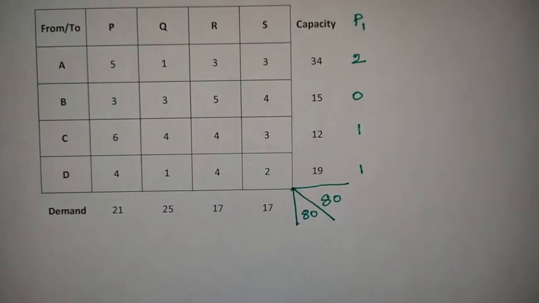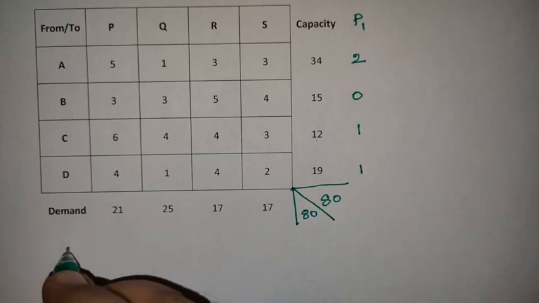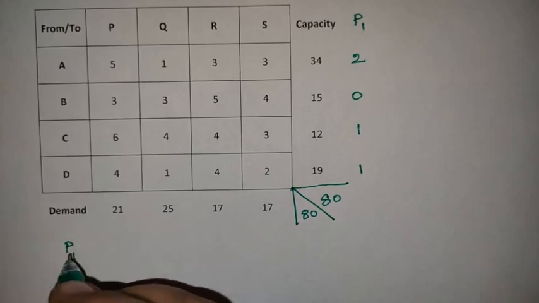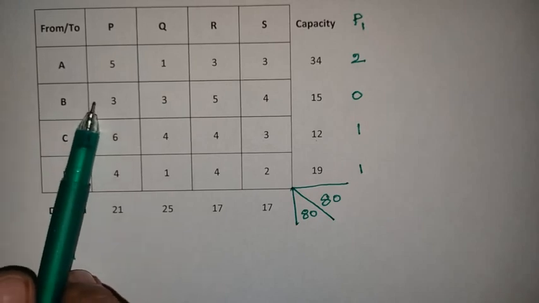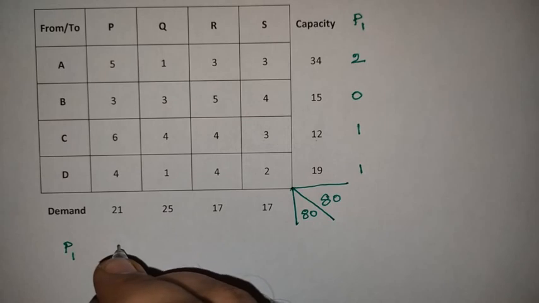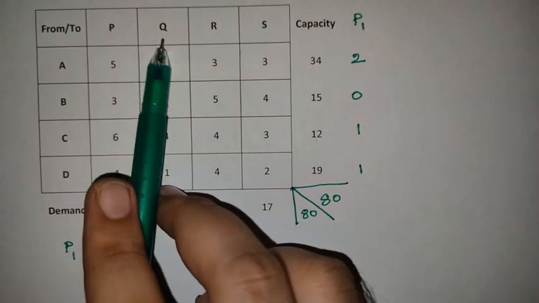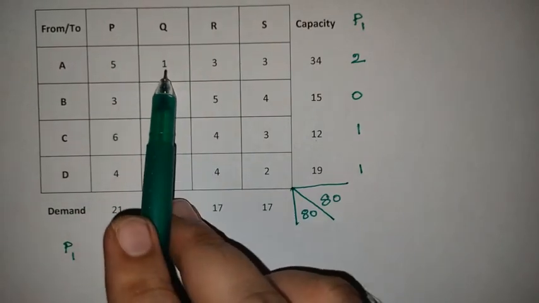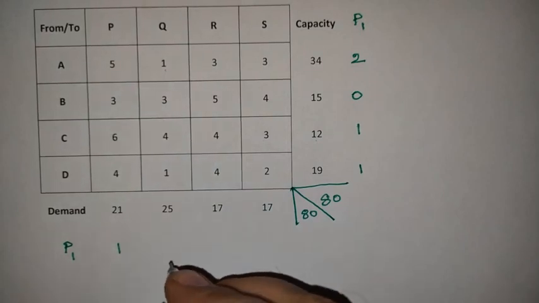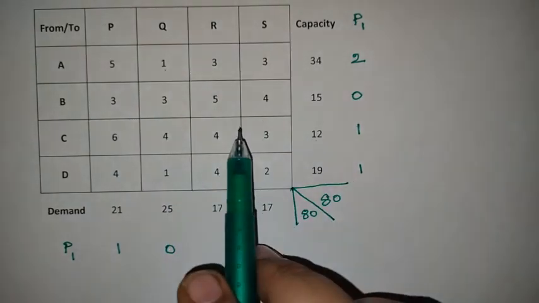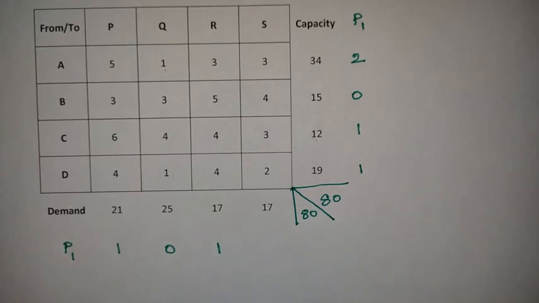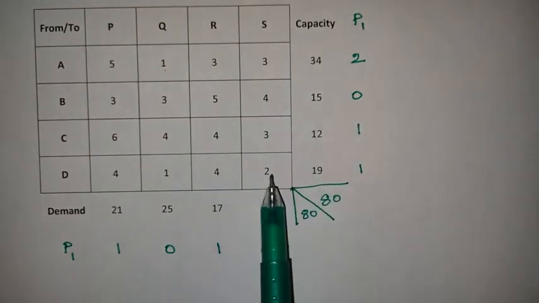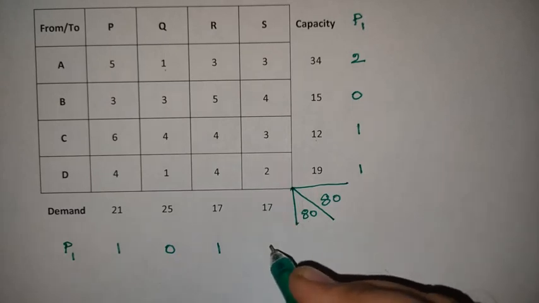Next, let us calculate the column differences or column penalties. So in the first iteration I am calculating P1. In column P, what are the first two minimal values? 3, 4. So the difference is 1. Next, in column Q, what are the first two minimal values? 1 and 1. So the difference is 0. Next column R, what are the first two minimal values? 3, 4. So the difference is 1. Next in column S, what are the first two minimal values? 2, 3. So the difference is 1.